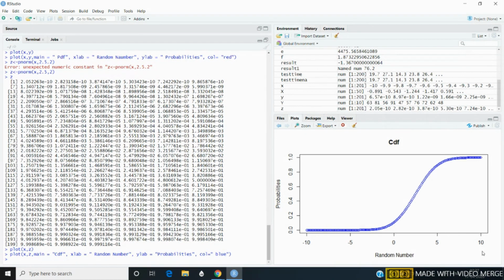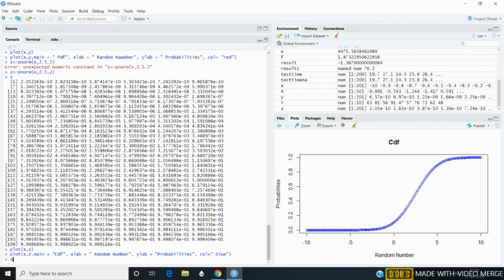Okay. So this way I can plot the CDF. Now it is time for the last inbuilt function, that is qnorm. So qnorm matches for the probabilities values. So we have to create the probability sequence. So I am creating a probability sequence.